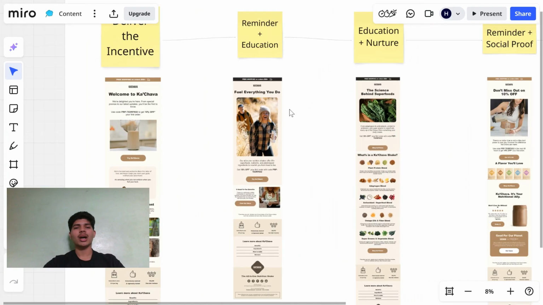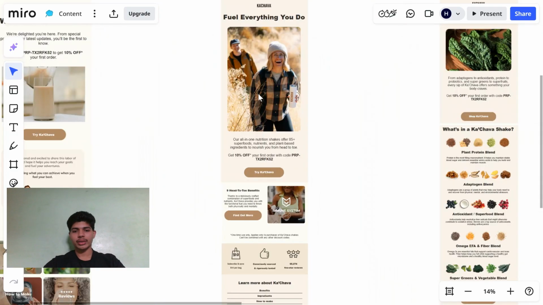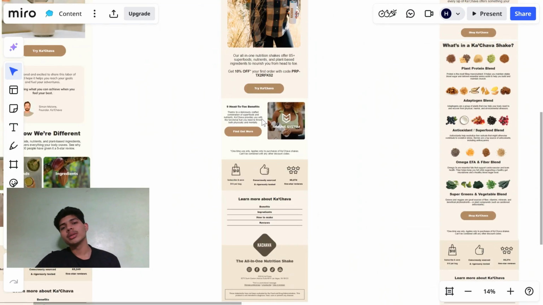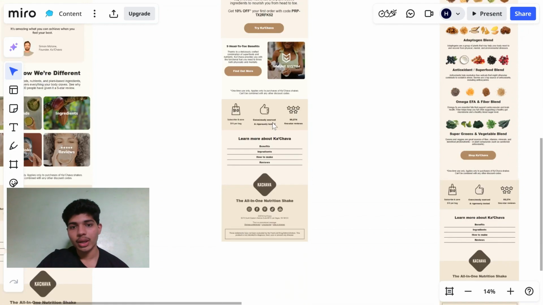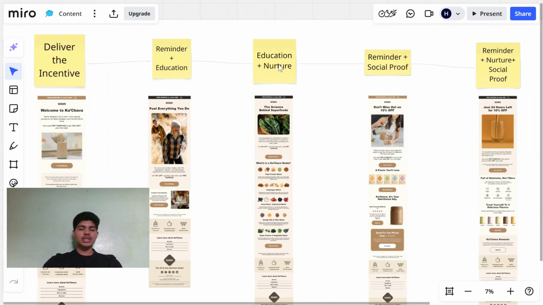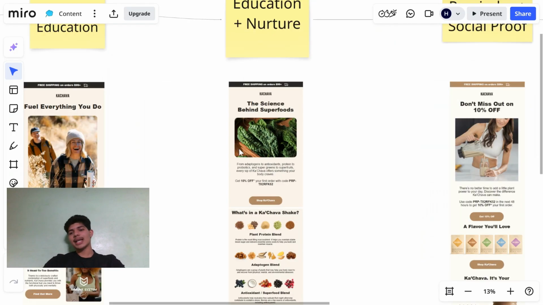The second email is about one day after the first email. They give you a reminder that you have a discount, and they educate you on the brand and products. Here's the reminder, and there's a link to a blog that educates you, and we then have the same footer. In this third email, after one day, you have educational and nurture emails. It's purely education, which helps build goodwill and nurture them at the same time.